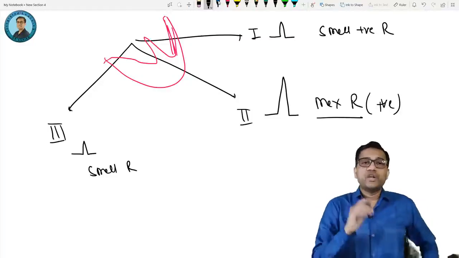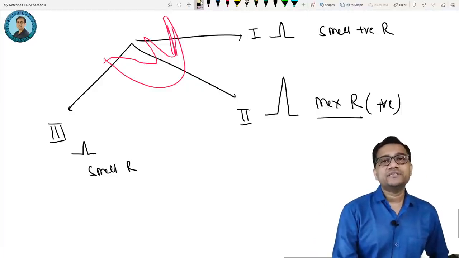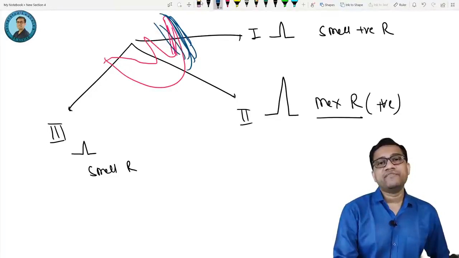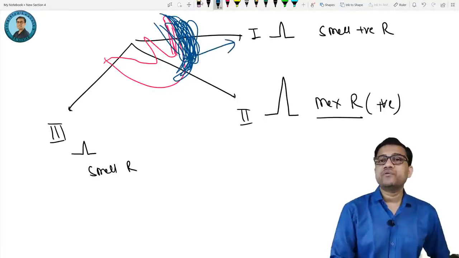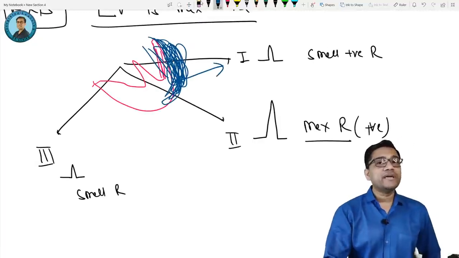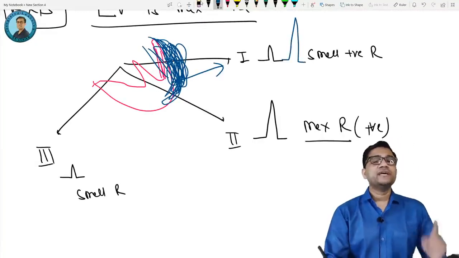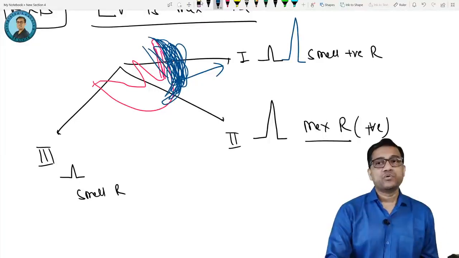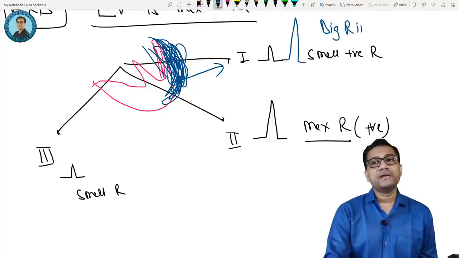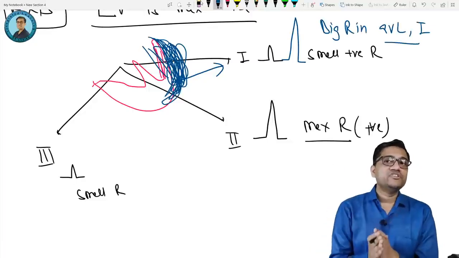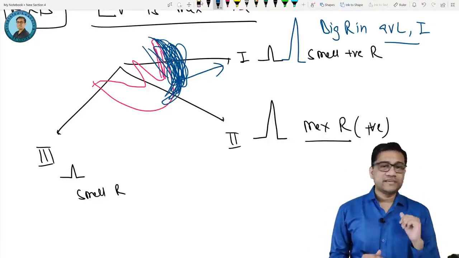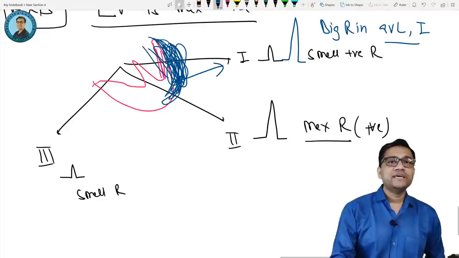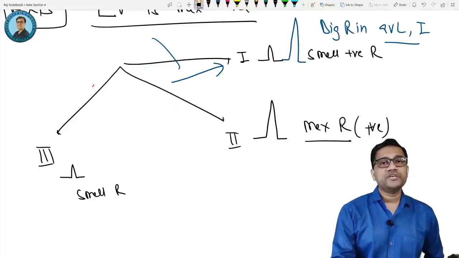This is normal. Now imagine if the ventricles become like this. Look at this diagram I'm showing. Let's say the left ventricle becomes very thick. Can you see? So now the current will shift this way. Are you clear? So the R wave will become bigger in which lead? It will become bigger in lead 1 and even aVL. So we will get a big R in aVL and 1. That is a shift in which axis? The left axis. Are you clear now? Left axis.